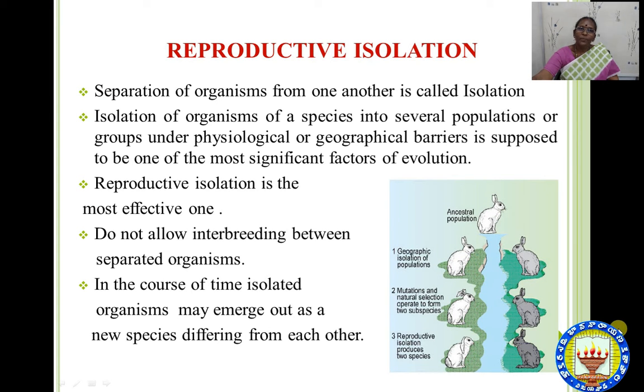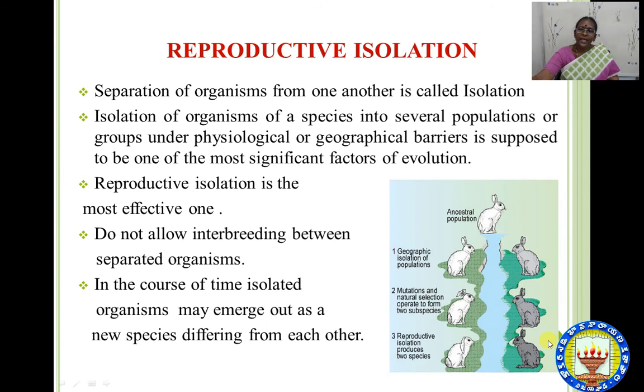The last factor is reproductive isolation. So you know, reproductive isolation or isolation is the separation of organisms from one another, and isolation of organisms of a species into several populations or groups under physiological or geographical barriers is supposed to be one of the most significant factors of evolution. And reproductive isolation is the most effective one, as it does not allow interbreeding between separated organisms. And in the course of time, isolated organisms may emerge as a new species differing from each other.